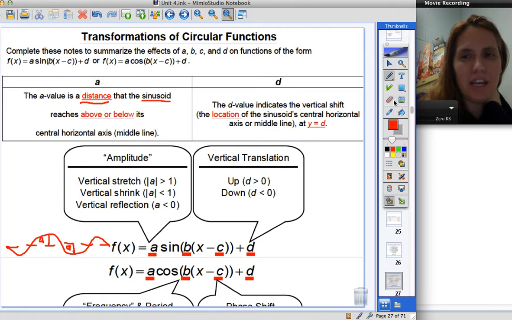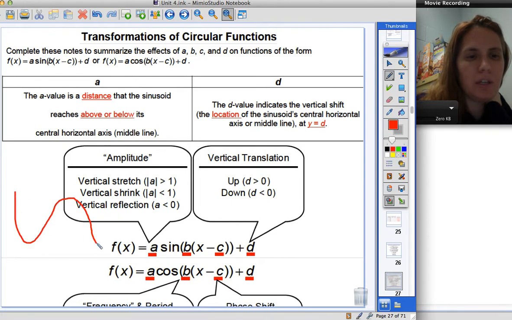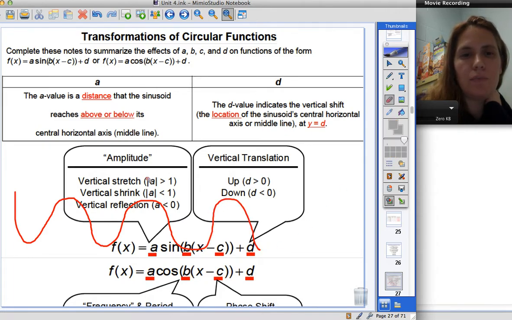Okay, if it's negative, then your graph is just going to reflect across the x-axis. All right, so that's your A value. You're still stretching or compressing. If you have an A that's really big, then maybe it goes up and down really far apart. Okay, that's basically all that A does.